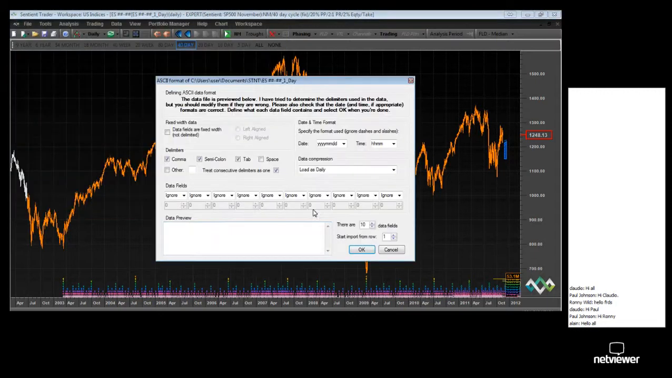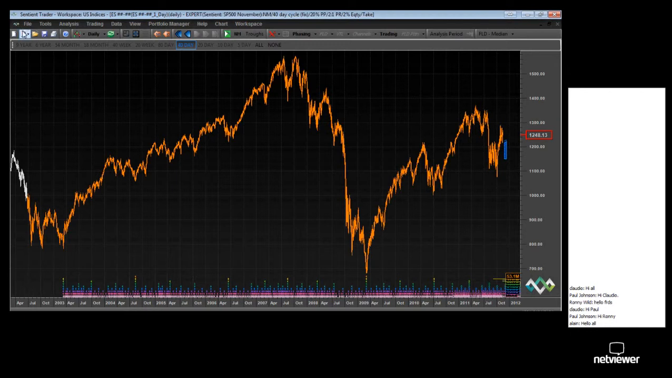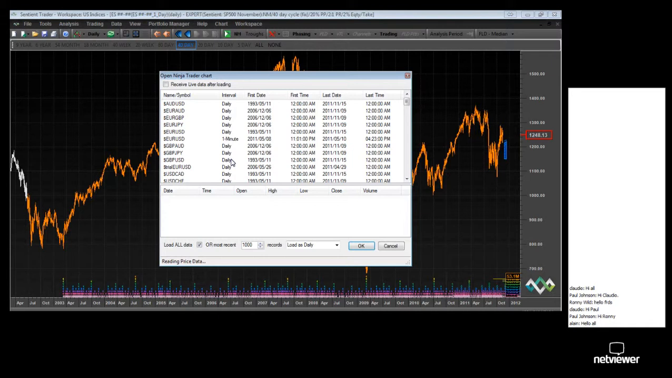I can't get Sentient Trader to perform a bad analysis. Sometimes it's really hard to get Sentient Trader to make mistakes. I know not everybody would agree.